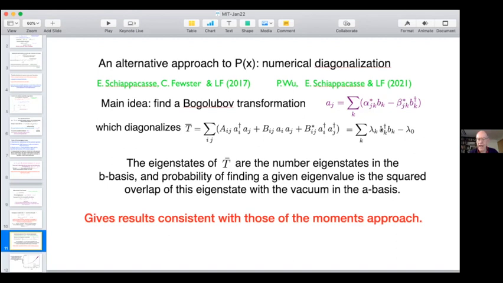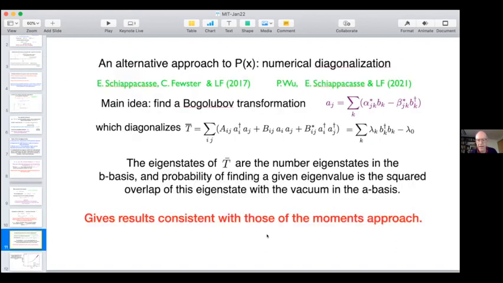Bogoliubov transformation and diagonalization can be done in a system with a finite number of degrees of freedom and be done numerically. In fact, we've developed a program that allows us to do this with up to a few hundred. We've been able to do this with up to about 600 modes. So you're diagonalizing a 600 by 600 quadratic form. And when you do that, then you get basically expressions for the eigenstates. You can calculate the probability of finding any given eigenstate in the vacuum state and construct a probability distribution. And it basically gives results that are consistent with the moments approach.